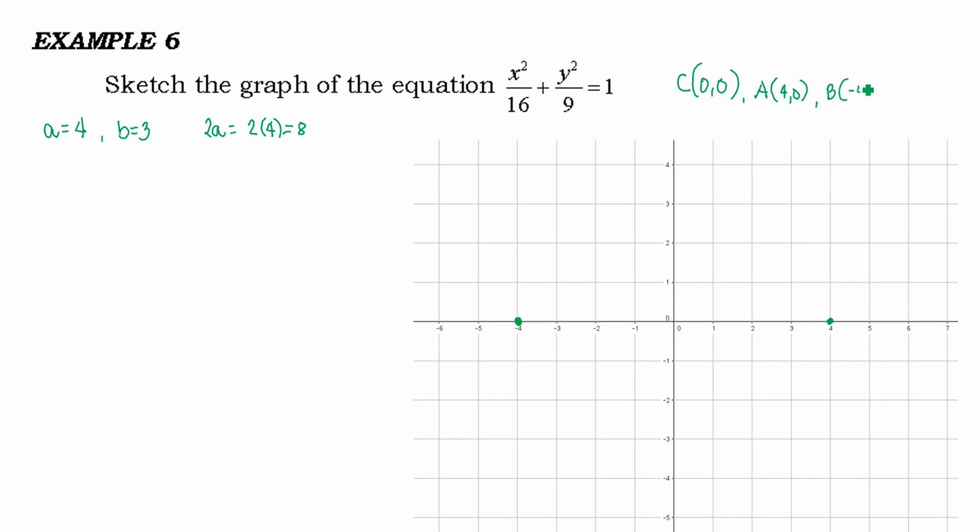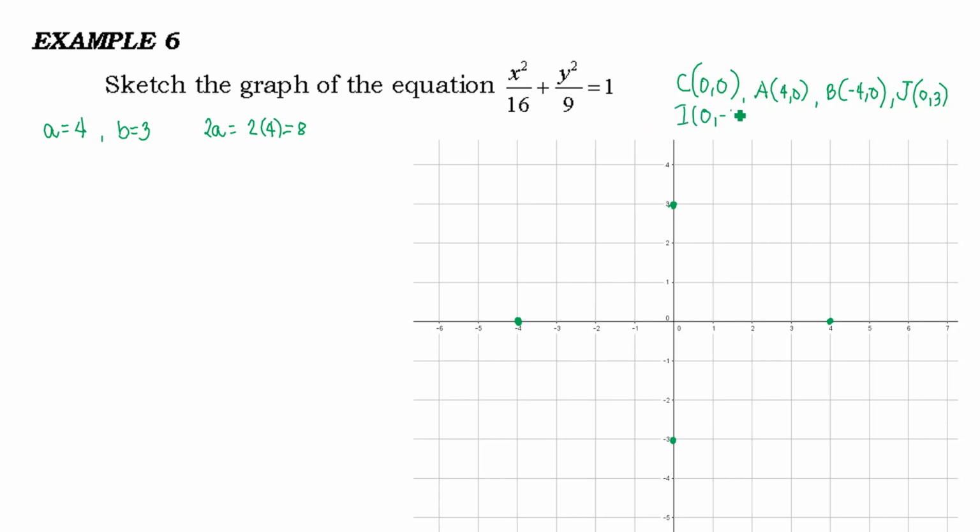Now, for the minor axis, kasi B is equal to 3. So, nandito siya. And then, dito din siya. In other words, we could have our J as (0, 3), and our I would be (0, -3).